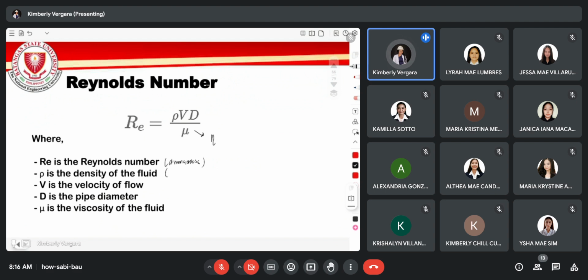Our unit for density, kilogram per meter cube. Our unit for velocity, meters per second. Our unit for diameter is meter. And then for viscosity is Pascal seconds.